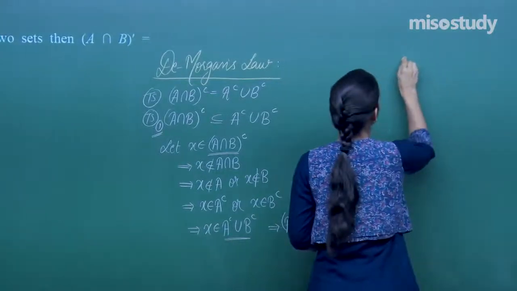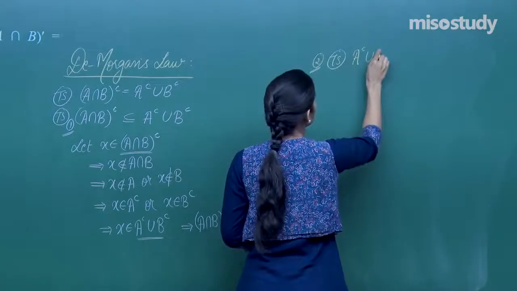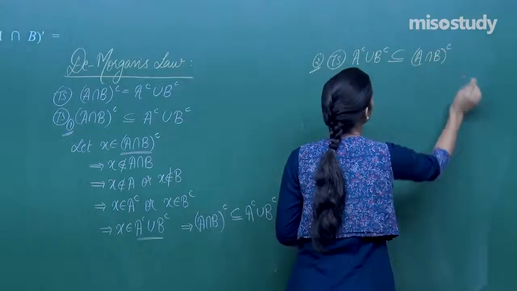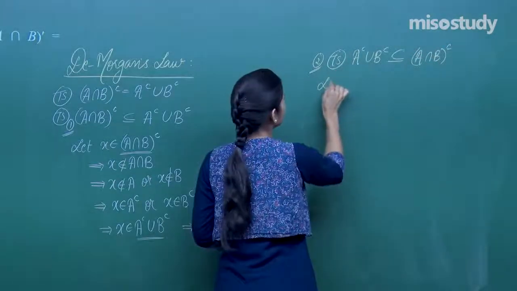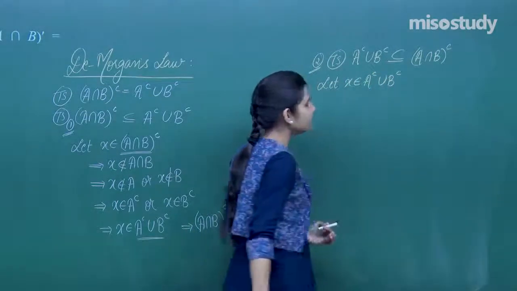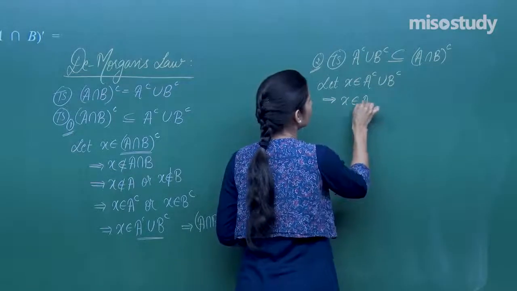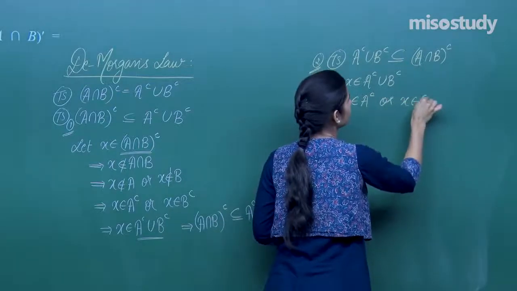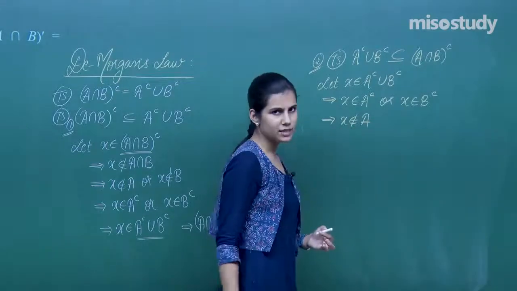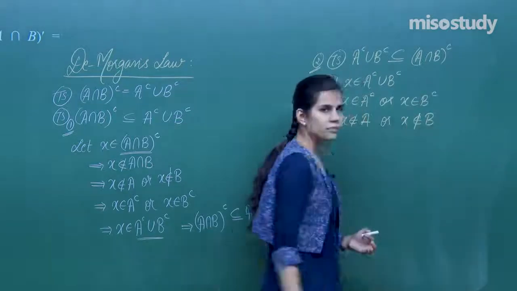Okay. Second thing, I have to show A complement union B complement is contained in A intersection B whole complement. Let me take x in the left hand side set. Let x belong to A complement union B complement. That means x is in at least one of A complement or B complement. This implies x belongs to A complement or x belongs to B complement. If x is in A complement, that means definitely x would not have been in A. That is why it is in A complement. Here x is not in B. That is why it would have been in B complement.